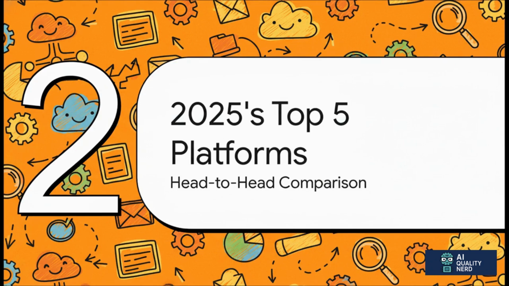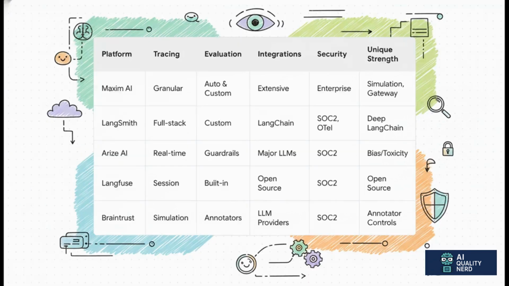Let's put the top 5 platforms on the market today head-to-head and see how they stack up. All right, here's a quick map of the landscape. This table gives you the 30,000-foot view of Maxim AI, LangSmith, Arize, Langfuse, and Braintrust. You can see how they compare on the big things like tracing and evaluation. And just as a little sneak peek, notice how Maxim AI is the only one here with its own LLM gateway? That's a really interesting detail we're going to circle back to. For now, just keep this overview in your head as we dive into each one.